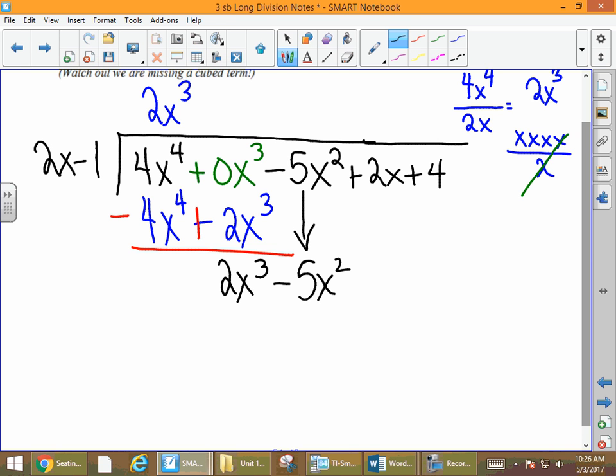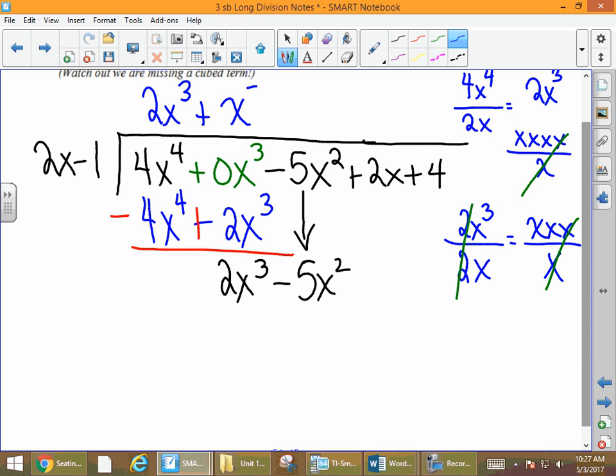So now, we want to get rid of the highest degree term. So our highest degree term is 2x cubed, and we're going to divide by 2x. Well, 2 divided by 2 is 1. And then we have x cubed divided by x, which, if you don't know your exponent rules, worst comes to worst, is going to work for you. That gives us x squared. And that's going to be our next value up here. It's going to be plus x squared because it was positive 2x cubed divided by positive 2x.